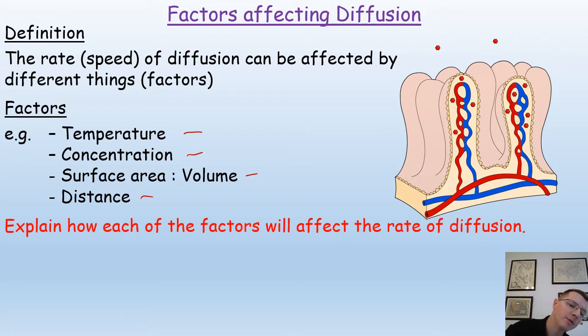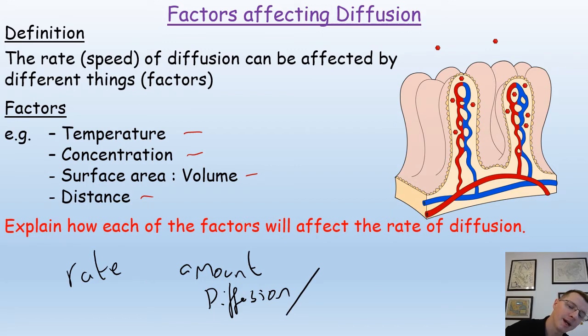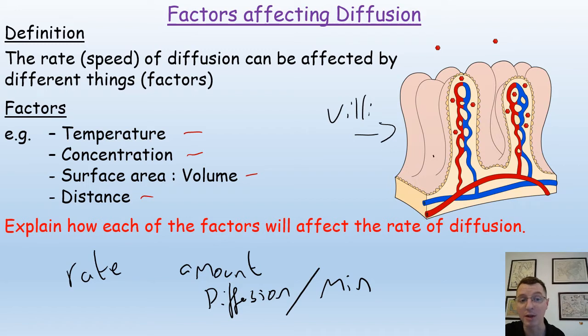Now remember, a rate is the amount of diffusion per time, often per minute or per second. So here we've got some villi which are found in the small intestine, and these villi are very well adapted to take into account all of these different factors. So before we move on to the next slide, try this task. Explain how each of the factors will affect the rate of diffusion. Pause the video and we'll give you the answers in a moment.